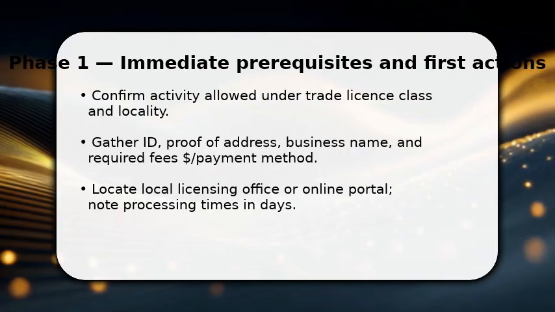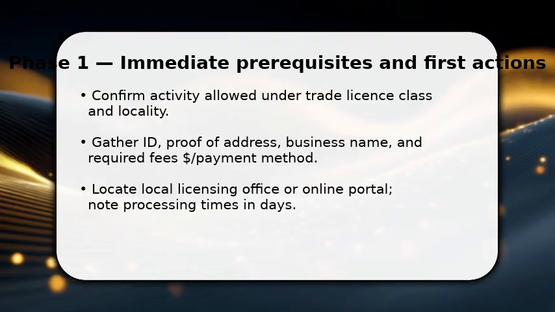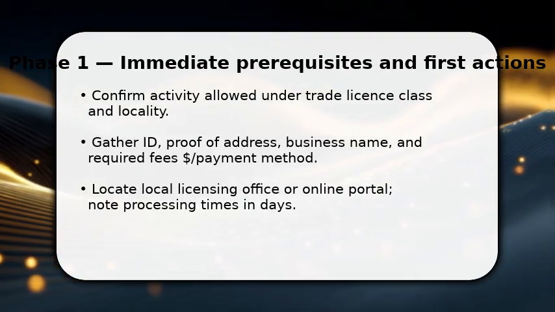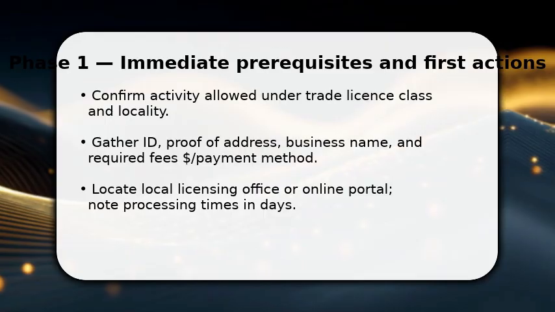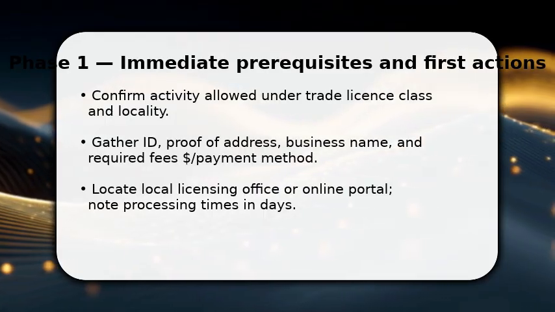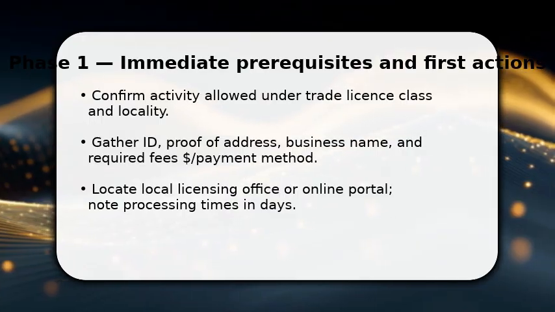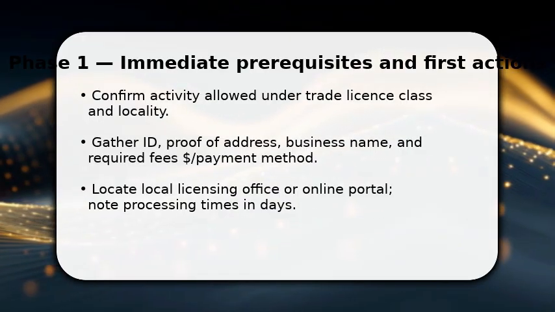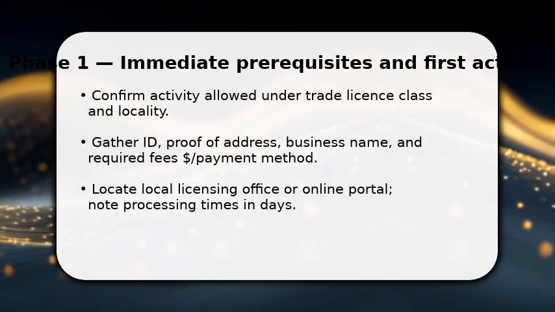You start by confirming the precise activity your trade license must cover and why that matters for inspections and zoning. Once done, assemble ID, proof of address, business name registration, and the exact fee. Have payment ready. Next, choose the licensing route: local office for in-person verification or the online portal to save time. Note typical processing times in days.